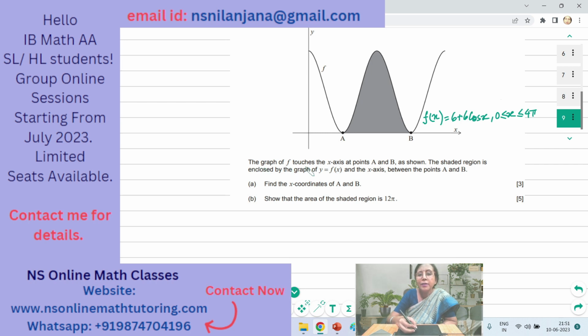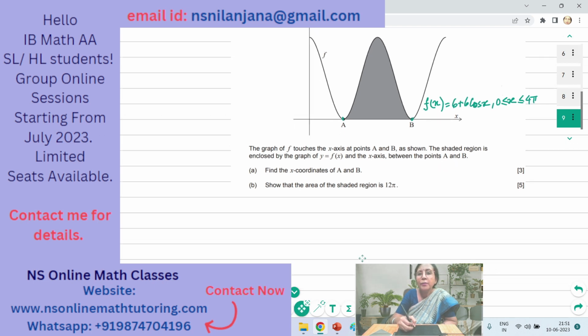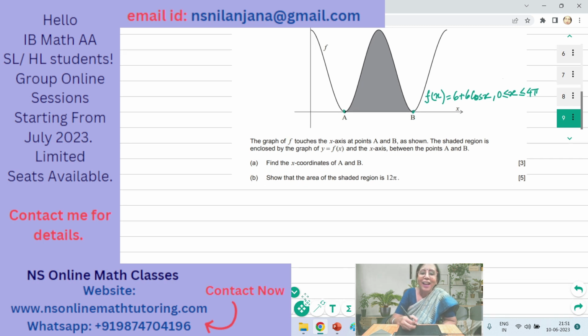It says the graph of f touches the x-axis at points A and B as shown. The shaded region is enclosed by the graph of y equals f of x and the x-axis and between the points A and B. Fine, that we are seeing. And now there's part A: find the x coordinates of points A and B.